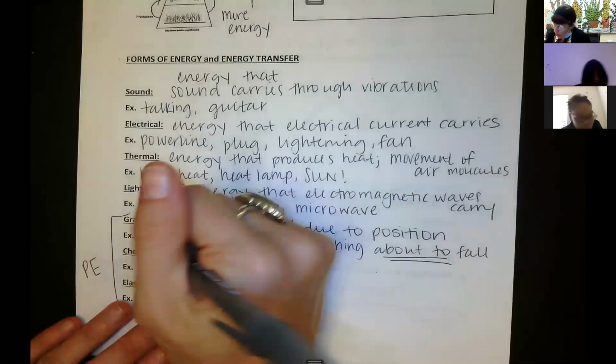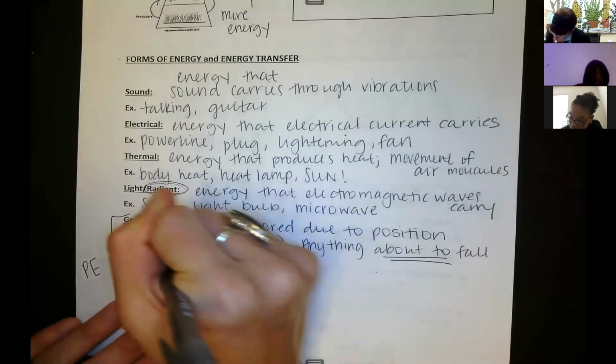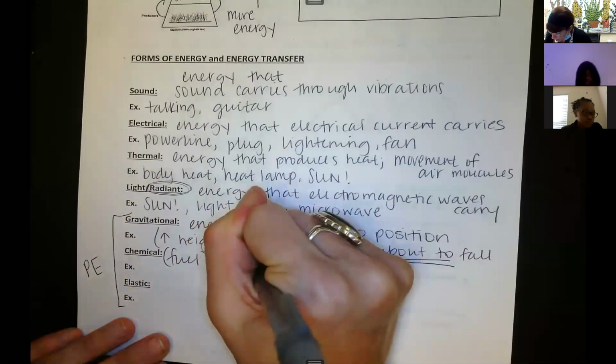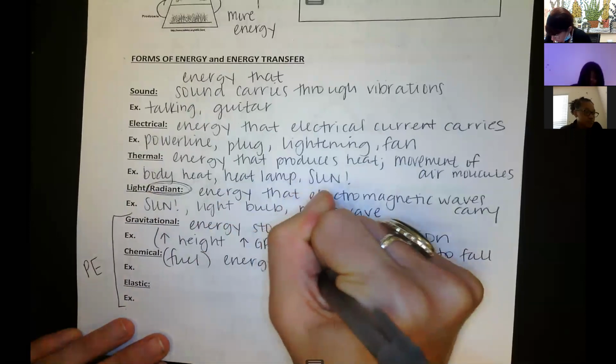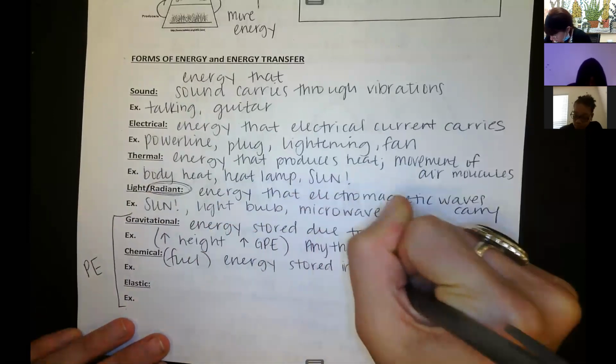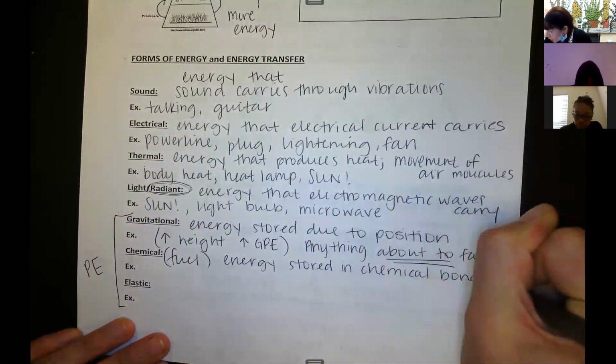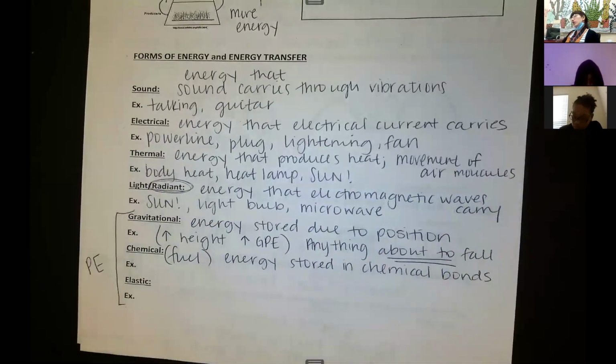We said chemical energy is fuel. This is energy stored in chemical bonds. We are chemical potential energy. When we die, remember, when we get buried, we feed other living things. It's the circle of life.